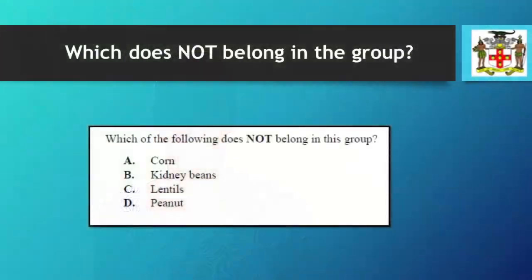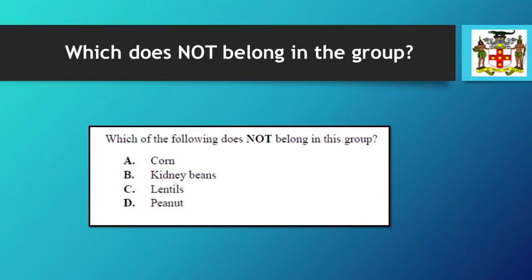This is our first question. Now we're given 4 options and we're asked to determine which does not belong in the group. How will we tackle this question? Let us read the question. Which of the following does not belong in this group? We're given corn, kidney beans, lentils, and peanut. How would you approach this question? What should we be looking for?